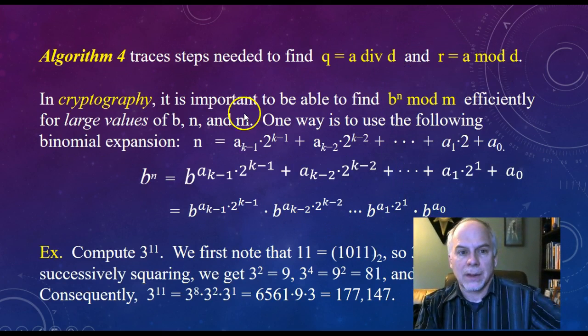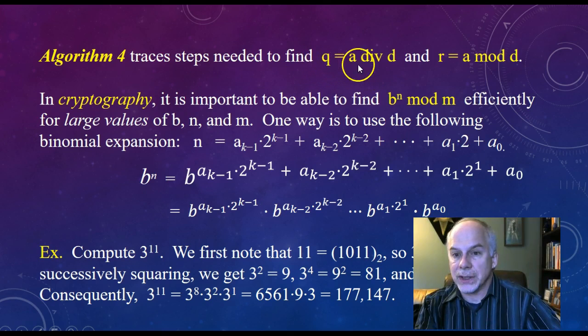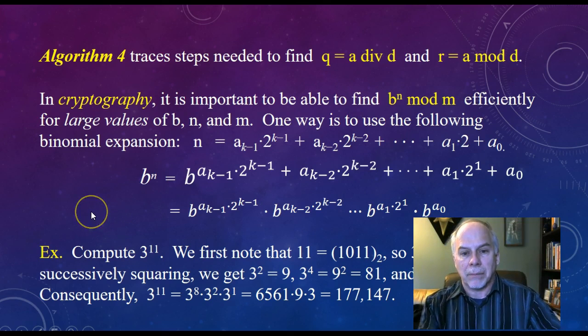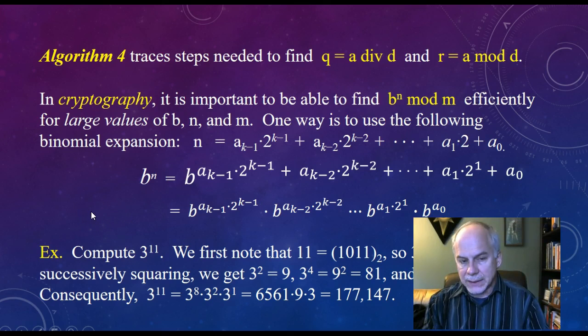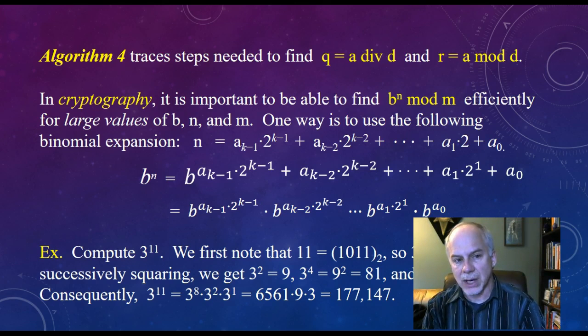Algorithm 4 traces steps needed to find the quotient and the remainder when A is divided by D. Okay? But that's not as important as the next algorithm that we're going to talk about.